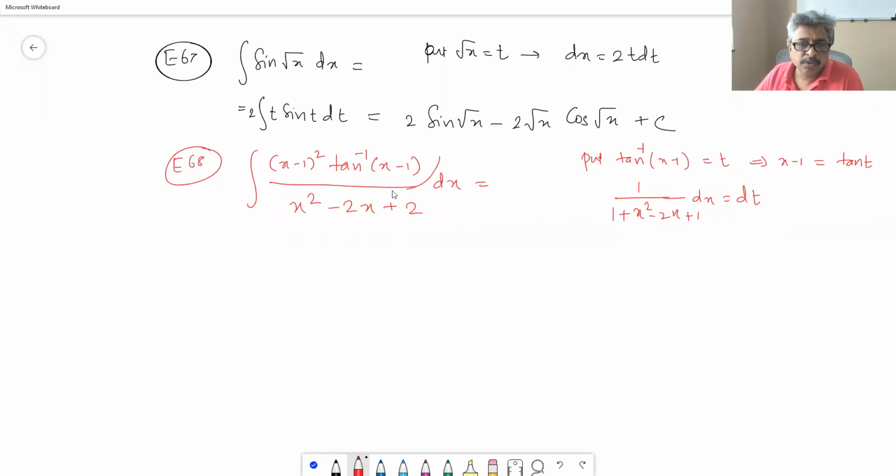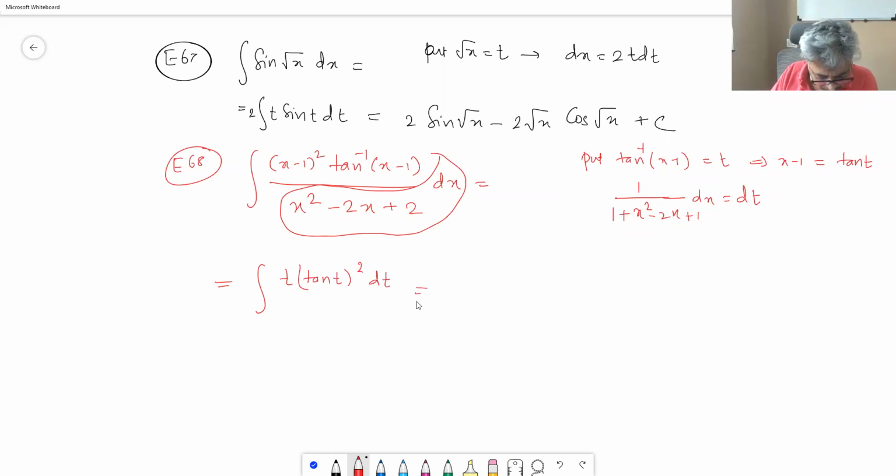And therefore, this is what is your dt. This is what is your t, and this is what is your t square. Therefore, integral converts to t tan t square dt, and hence we are supposed to apply integration by parts.